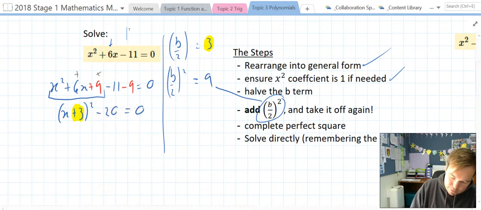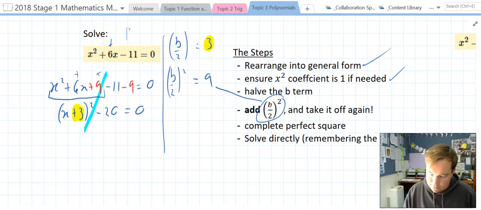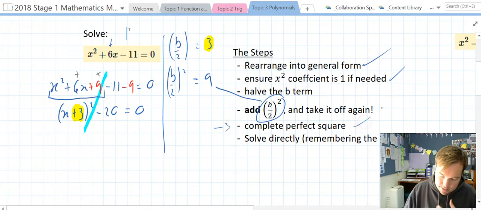So what we do is after we add b on 2 squared and take it off again, we have part of this that comes out as a perfect square, and the other part is just a constant term that gets simplified. Now, that's what's called completing the square. That's this point here. Then we need to solve directly. And solving directly looks like this.